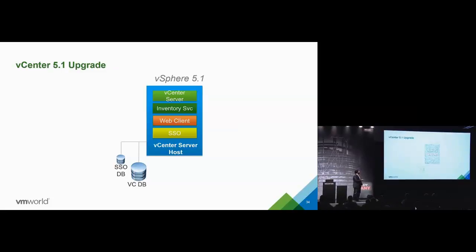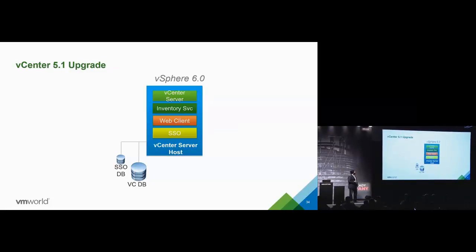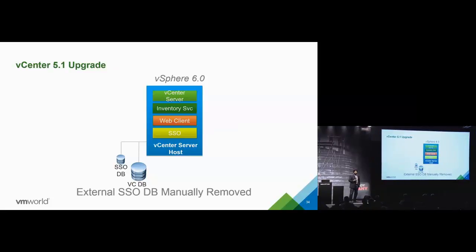Okay, for 5.1, it's very similar, but you did have an SSO node there, and that SSO just becomes your PSC essentially. And this is an embedded upgrade, so we upgraded. The key thing here is there was an SSO DB in 5.1 that is no longer there in 6.0. So what you would have to do is manually clean up the SSO DB. It was part of the SQL DB in 5.1, so make sure you remember to clean that up.